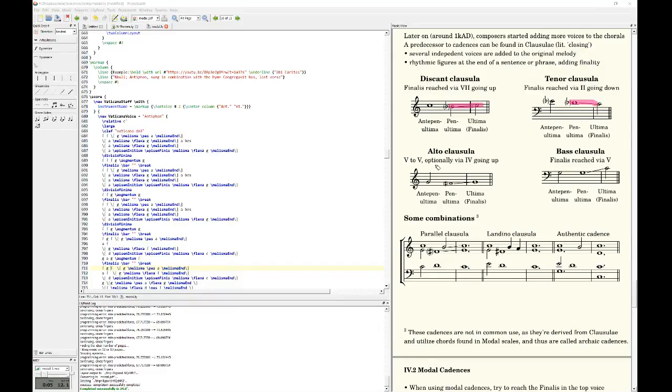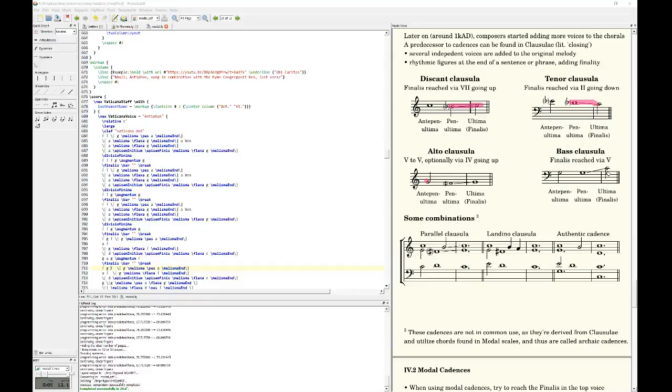Then there came the alto clausula, which ends on the 5th step, either straight from the 5th step or from below, from the fourth step, which may be sharp, depending on the mode. And last but not least, we have the bass clausula, which is basically just a jump from the 5th step to the 1st step.